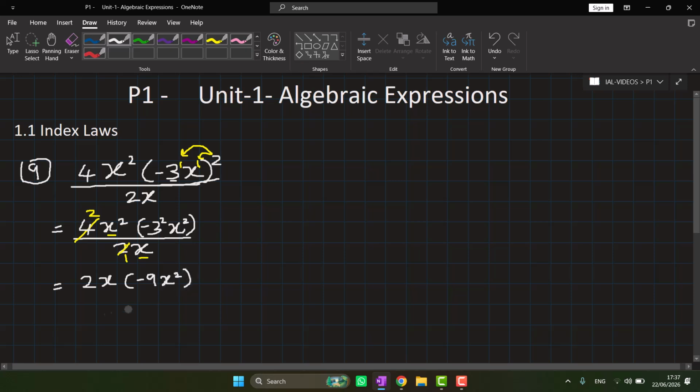Then when you get rid of the bracket, you have to distribute this 2x. You'll be getting minus 18, x into x squared would be x cubed. That's it.